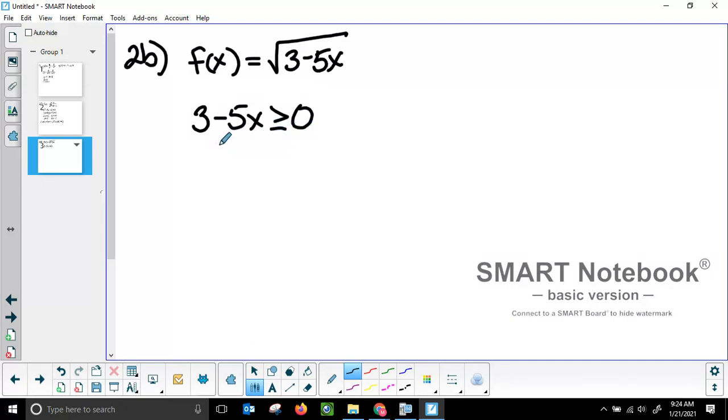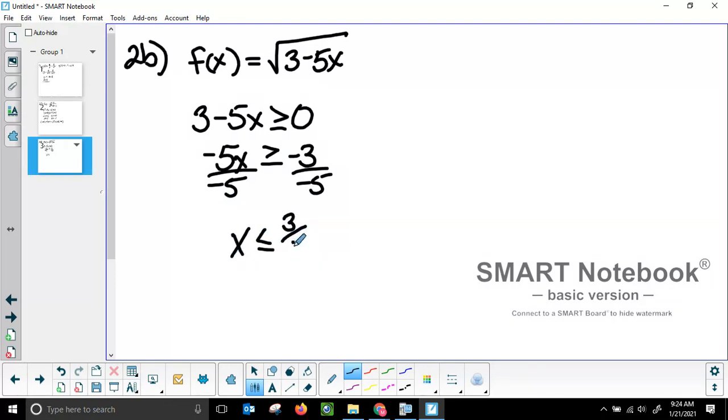All right, so from here, we just solve like normal. So -5x greater than or equal to -3. Divide both sides by -5. Do be careful. Remember, with inequalities, when you multiply or divide by a negative, you have to flip that inequality symbol. So x is less than or equal to 3/5. So in interval notation, that would be from -infinity to 3/5, including 3/5. And that's it.